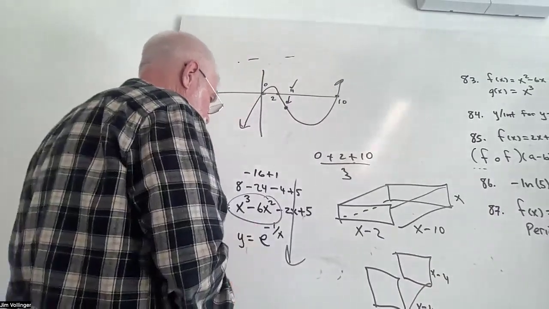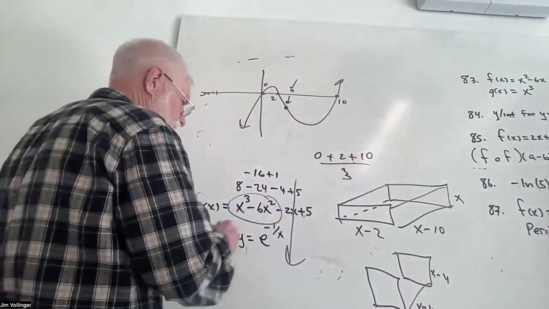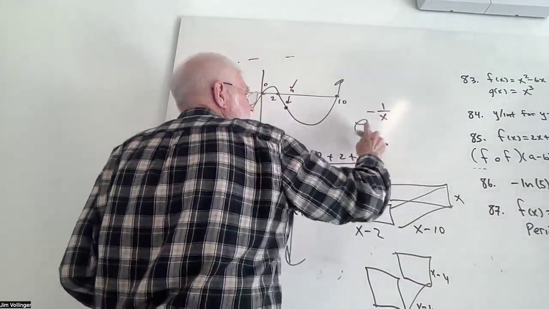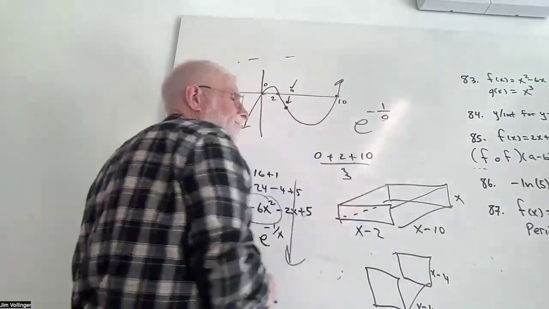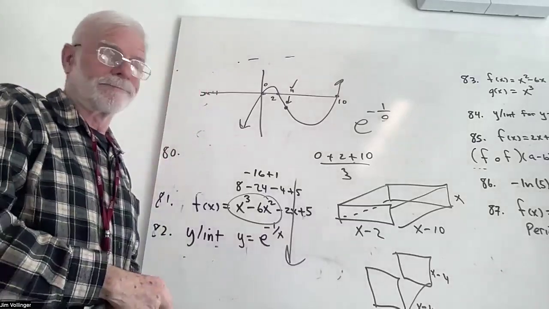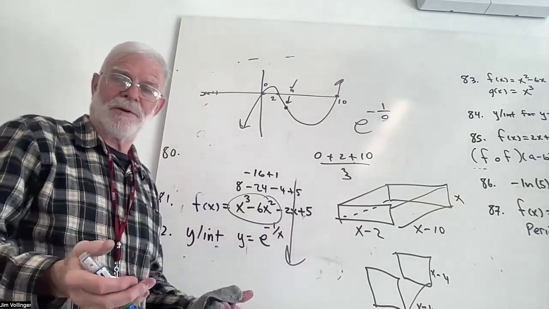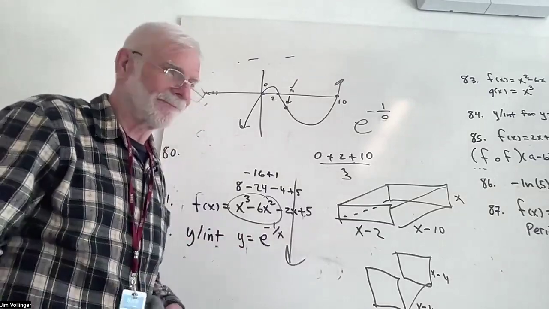e to the 1 over x, what's the y-intercept? Let's do it here. e to the minus 1 over x. Well, let's put 0 in. I hope you say there's no y-intercept. Can't divide by 0. Can't work with that number.